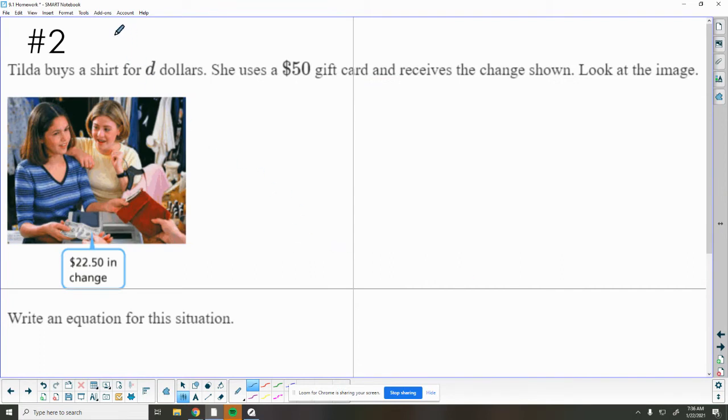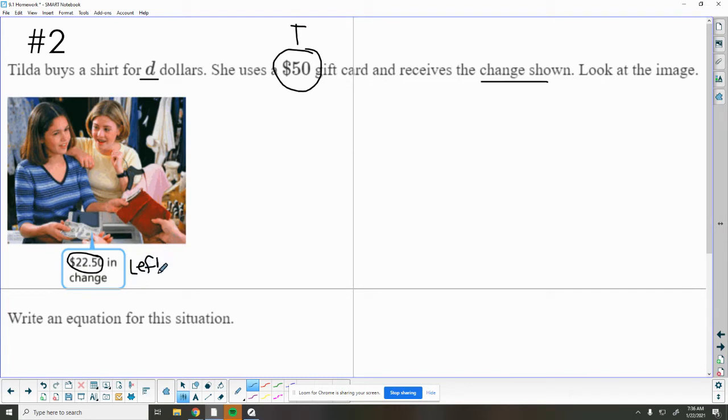Okay, the next problem we're going to go over is number 2. So Tilda buys a shirt for D dollars. So her shirt is D. She uses a $50 gift card and receives the change shown below. So she gets $22.50 in change. We know the shirt was D. This was the total that she started with. This is what is left.